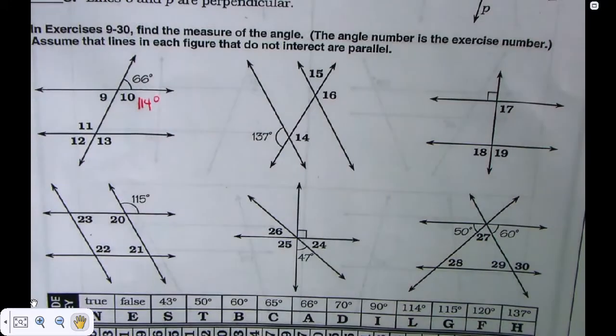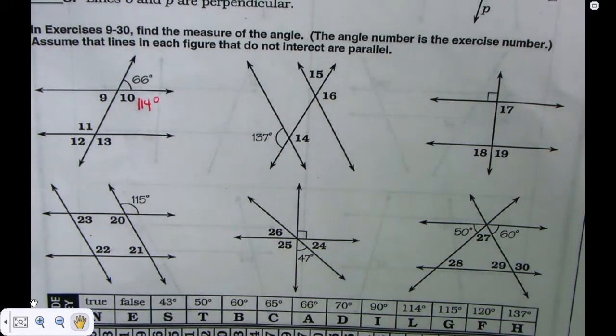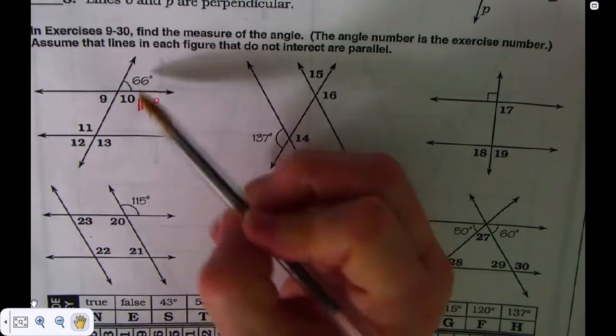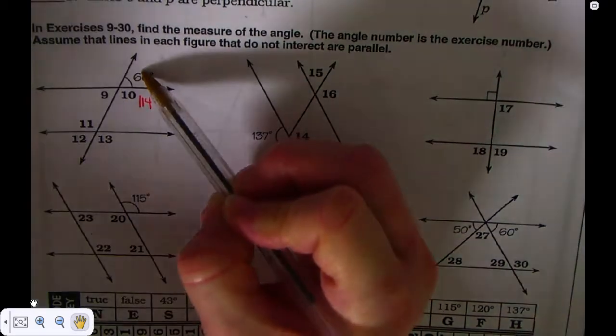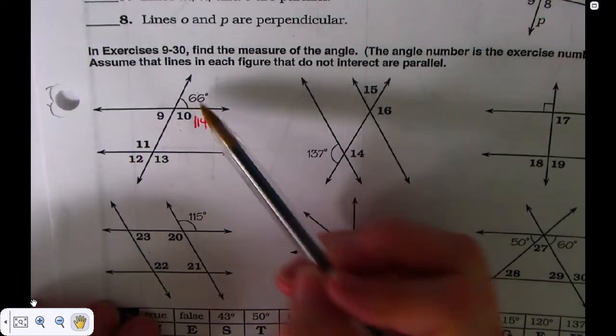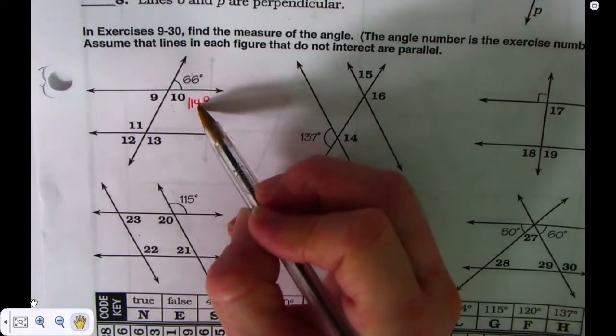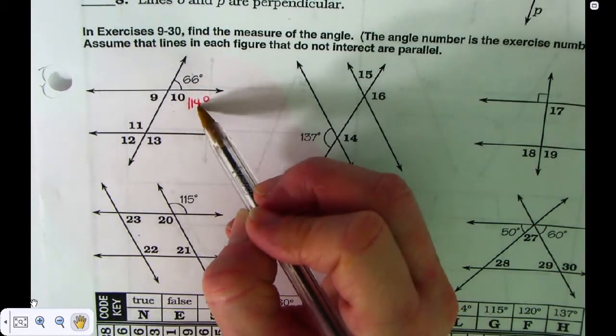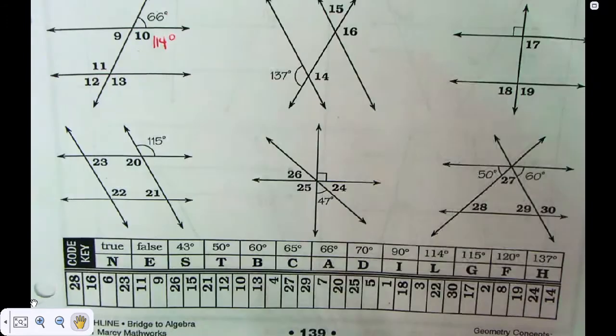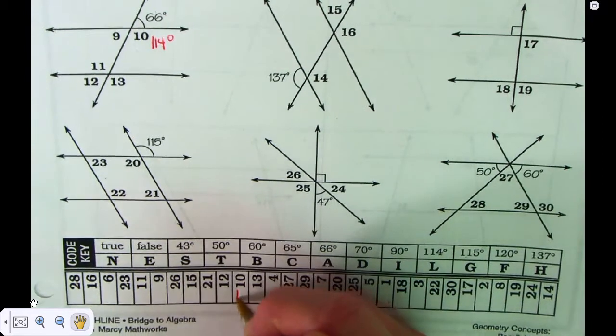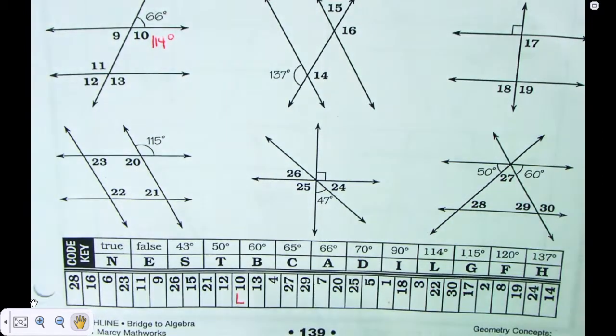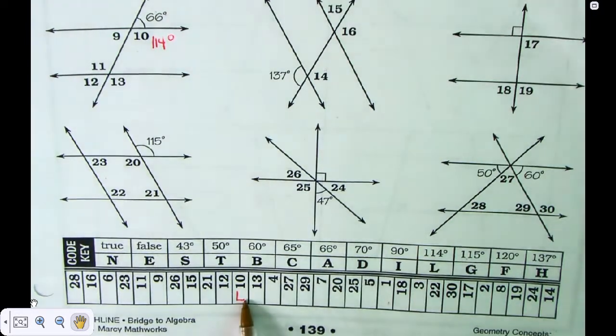Good. Boy, a lot of you knew. 114 degrees. How did you get 114? These two angles, guys, are supplementary. They make a straight line. They're going to equal 180. So if this is 66, this has to be 114 because they have to equal 180. 180 minus 66. 114 is L. So in 10, you're going to write an L. At the bottom, you're going to put an L. Does everybody get that?